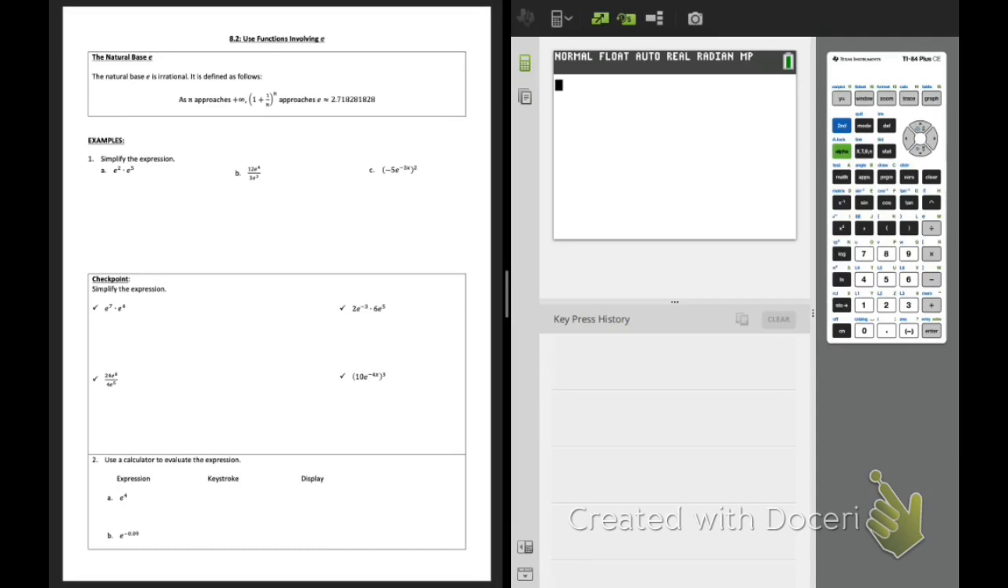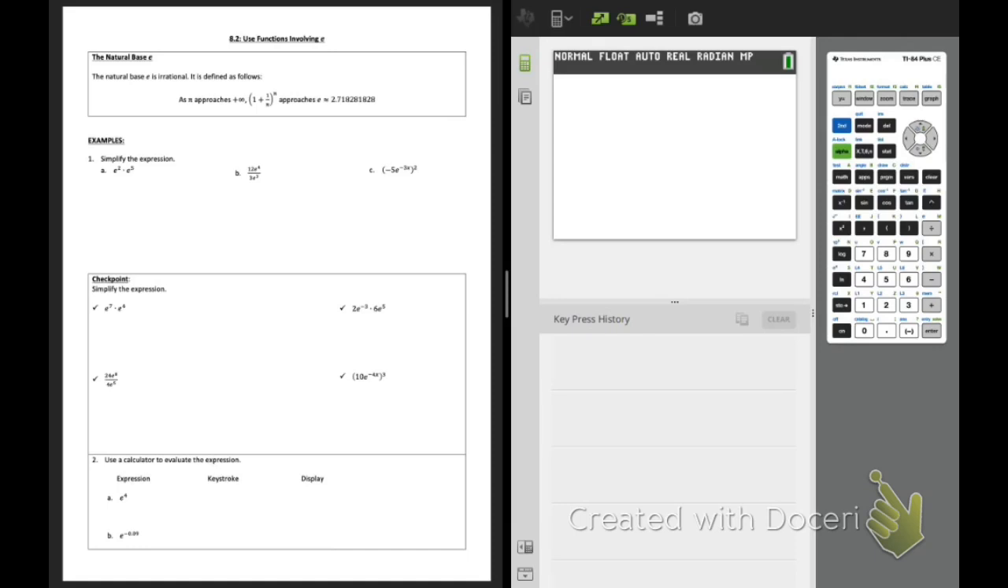So we're going to do three different things here. We're going to look at reviewing some basic exponent properties involving e at the same time. Then I'm going to show you how we can evaluate problems that involve e using the calculator, and then we'll take a look at a couple of things graphically with e as a natural base.